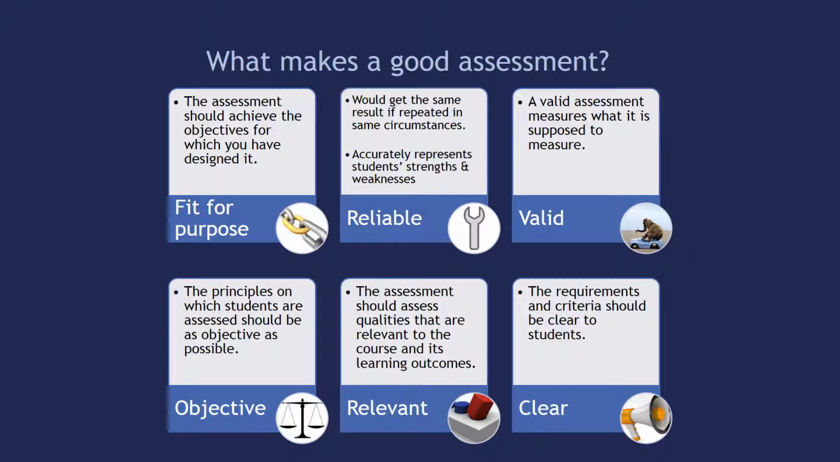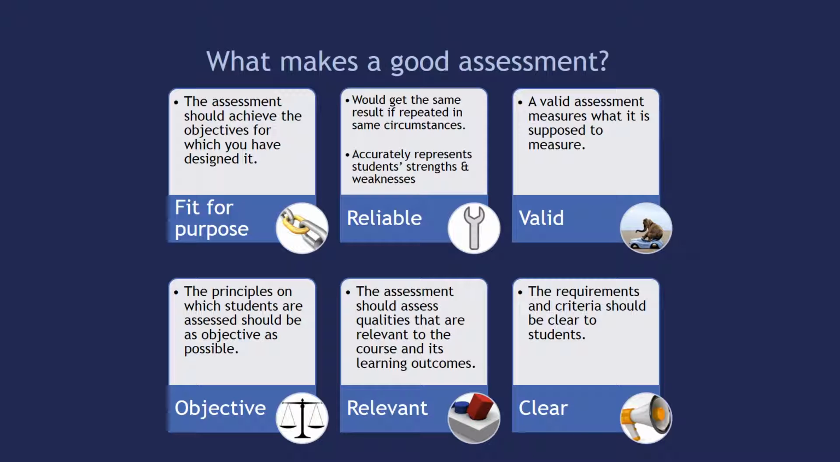So it should be relevant as well. The assessment should assess qualities that are relevant to the course and its learning outcomes. So if one of your learning outcomes is students will be able to draw neat diagrams within a limited time range, then they should be assessed on that, not on their ability to analyse diagrams, unless that's also one of the learning outcomes. And again, it's surprising how often this is not the case, and you find students undertaking assessment that they didn't really know they were supposed to learn, and that assesses skills that they may or may not have, but that they didn't learn in the course.